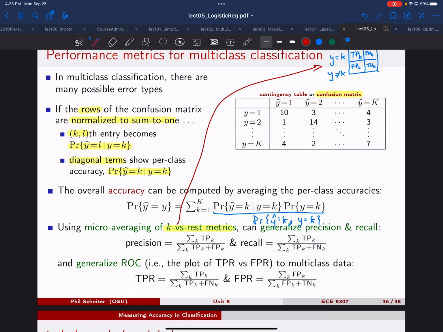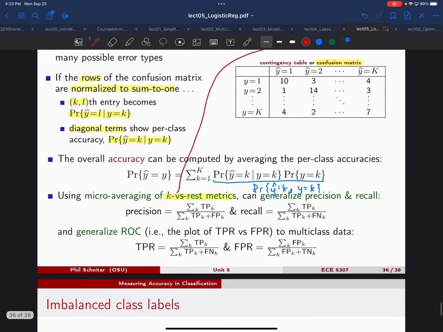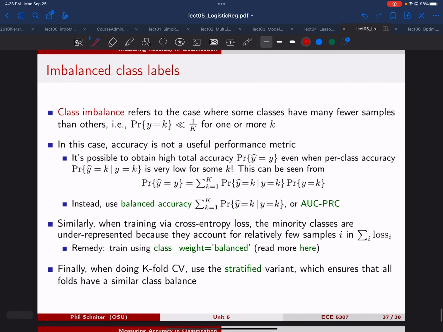Okay, so just have one more topic to talk about then, which is imbalanced class labels. So what we mean by this is a case where some classes have many fewer samples than others. Or probabilistically, you would say, in the multi-class case, the probability of y being in a particular class K is much less than 1 over the total number of classes K for 1 or more K. So let's just talk about the simplest binary case.